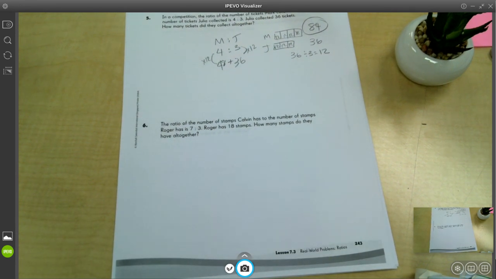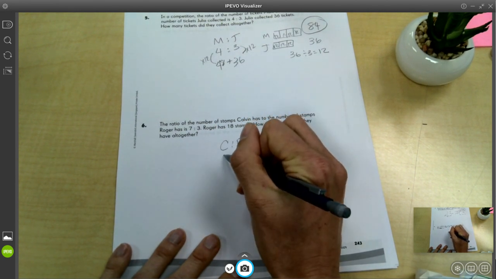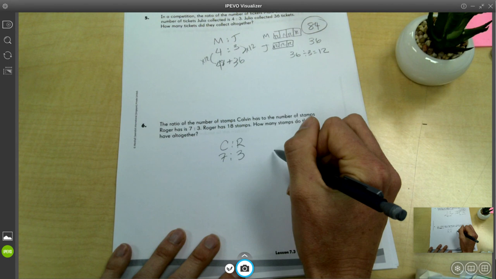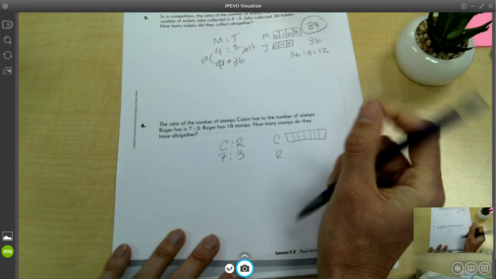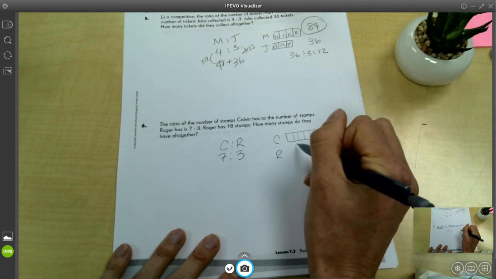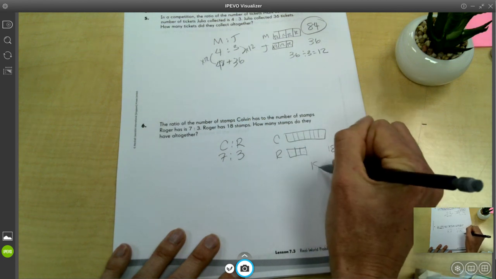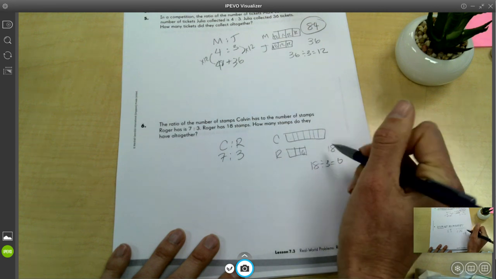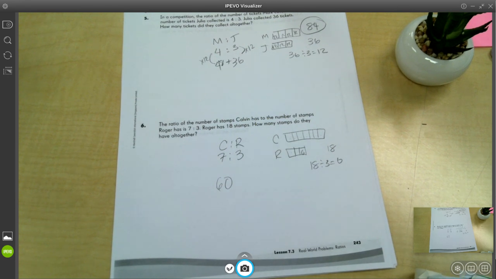All right, next one. The ratio of the number of stamps Calvin has to the number of stamps Roger has is 7 to 3. Roger has 18 stamps. How many stamps do they have altogether? Similar thing. We have Calvin to Roger, 7 to 3. Roger has 18. Here's Calvin, 7: 1, 2, 3, 4, 5, 6, 7. And Roger, 1, 2, 3. Roger has 18. 18 divided by 3 is 6. Each of these boxes is 6. Together I have 10 boxes, so together they have 60 stamps.